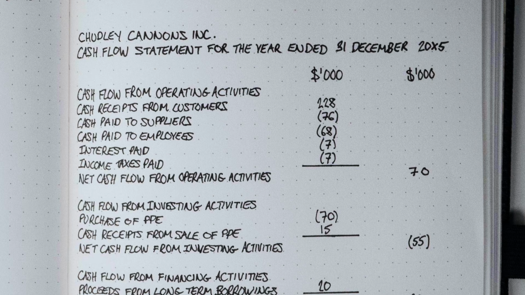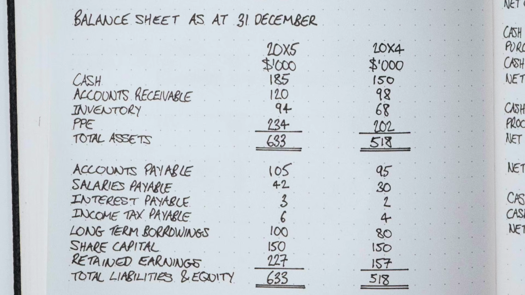Next, I'm going to skip over cash paid to suppliers and return back to it later in this video because it's actually one of the harder balances to calculate. So instead we move on to cash paid to employees. The balance sheet account that we're going to need for this one is salaries payable.